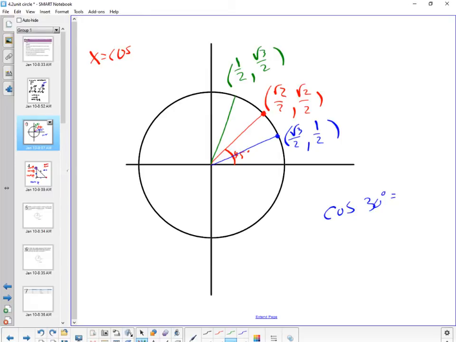Check this out. Because you know this already. In quadrant 1, x and y are both positive. If I'm in quadrant 2, x is negative, y is positive. So this is going to be negative radical 2 over 2 comma radical 2 over 2. Right? Yes or no?